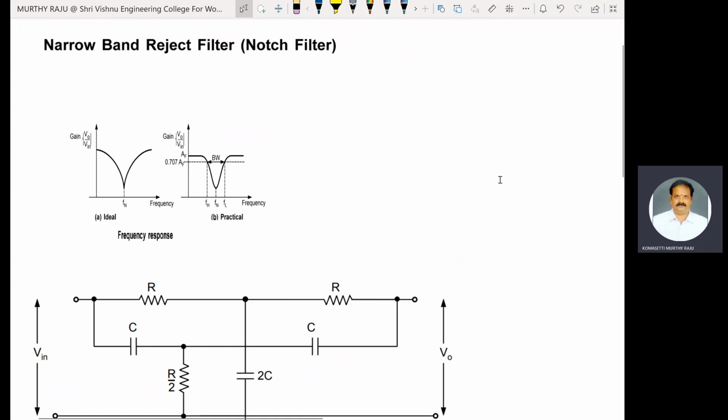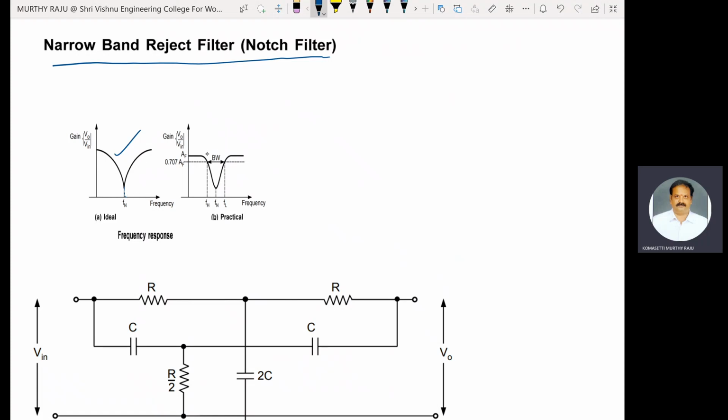In this video, I will explain the narrow band rejection filter and the notch filter. The characteristic shape of its frequency response curve is narrow. The stop band of this filter is very narrow.